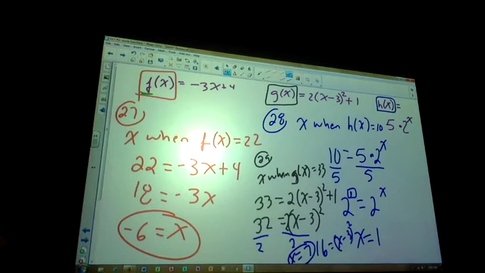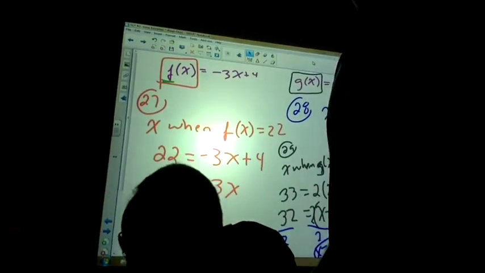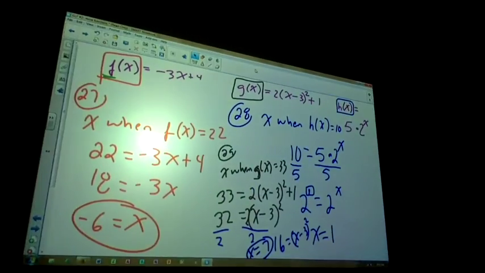Cool? Yeah. The squaring is kind of in the way. Let's square something.